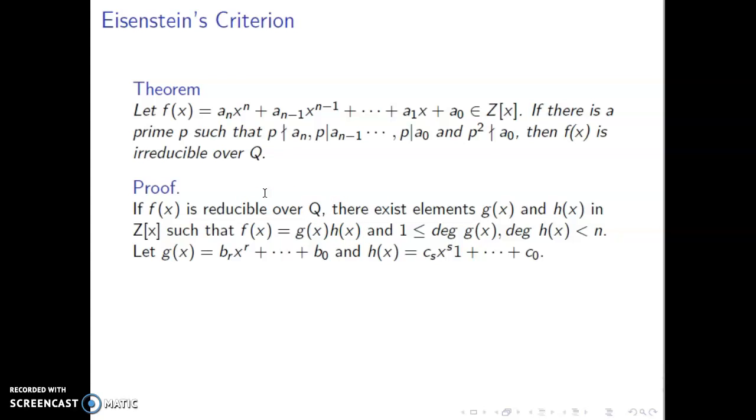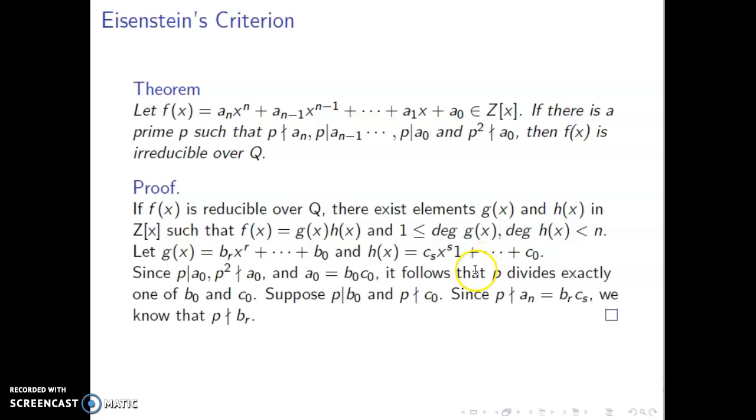Let me prove that. If f(x) is reducible over Q, I can find elements g(x) and h(x) over the set of integers such that f(x) can be written as a product of g(x) and h(x), and the degrees of g(x) and h(x) lie between 1 and n. Now let those two polynomials be g(x) equal to br x to the r and so on up to b naught, and h(x) equal to cs x to the s and so on up to c naught.